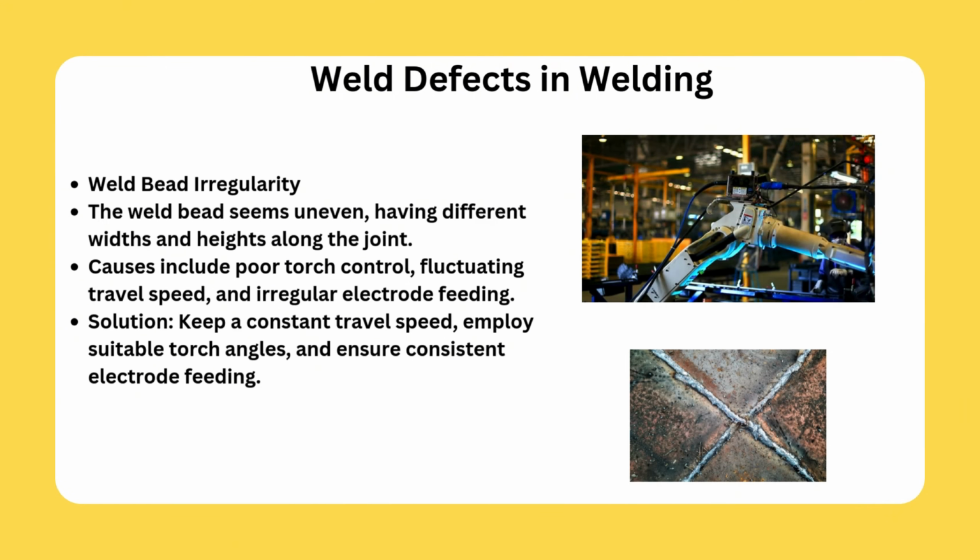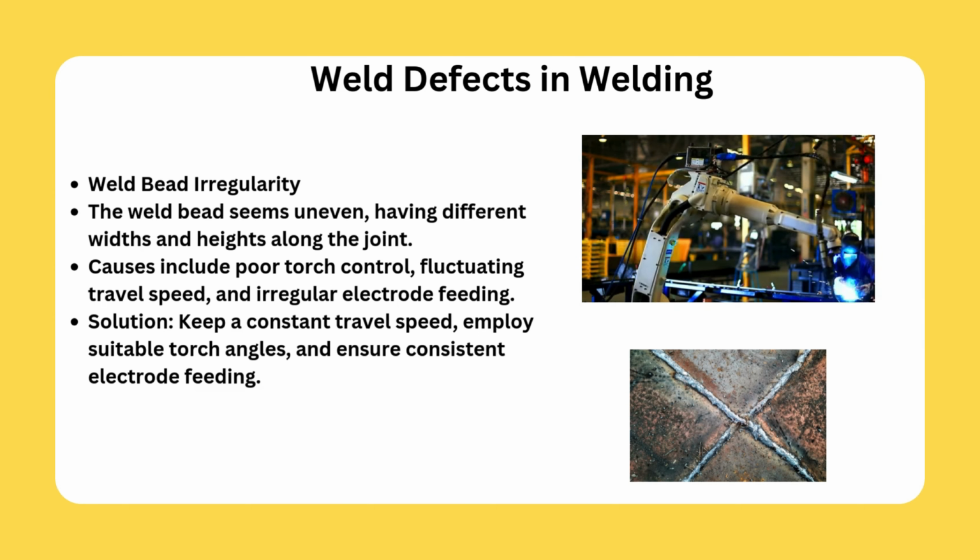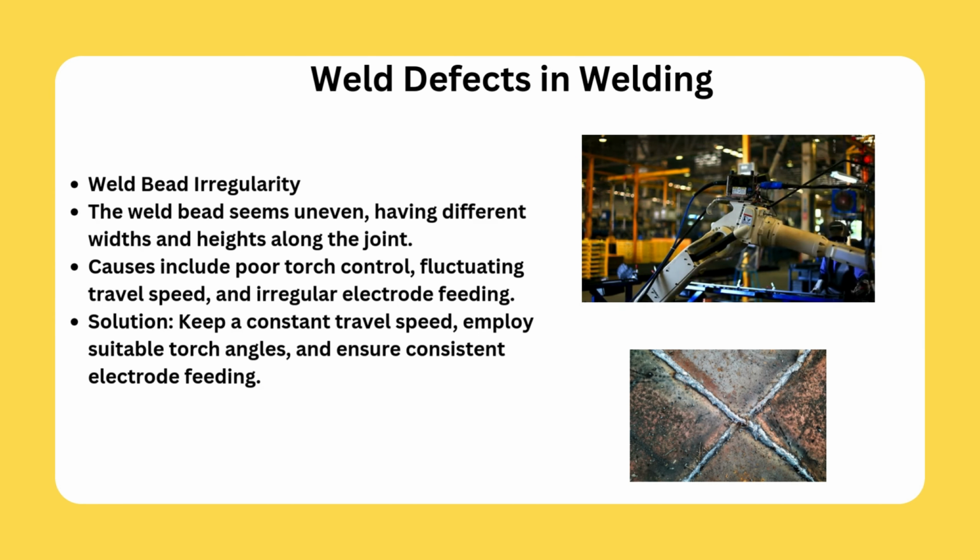Weld bead irregularity. The weld bead seems uneven, having different widths and heights along the joint. Causes include poor torch control, fluctuating travel speed, and irregular electrode feeding. Solution: keep a constant travel speed, employ suitable torch angles, and ensure consistent electrode feeding.